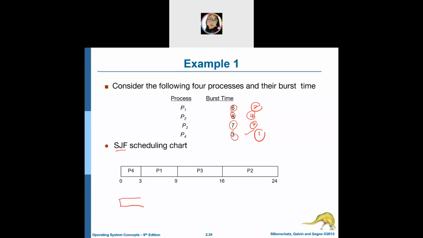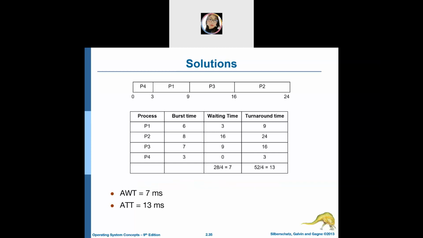So you can draw from 0, P4, and then it has three units of time, and another one is six. After that, seven, and here is eight. From here, you can refer to this scheduling chart, and then you are going to come up with a similar result.